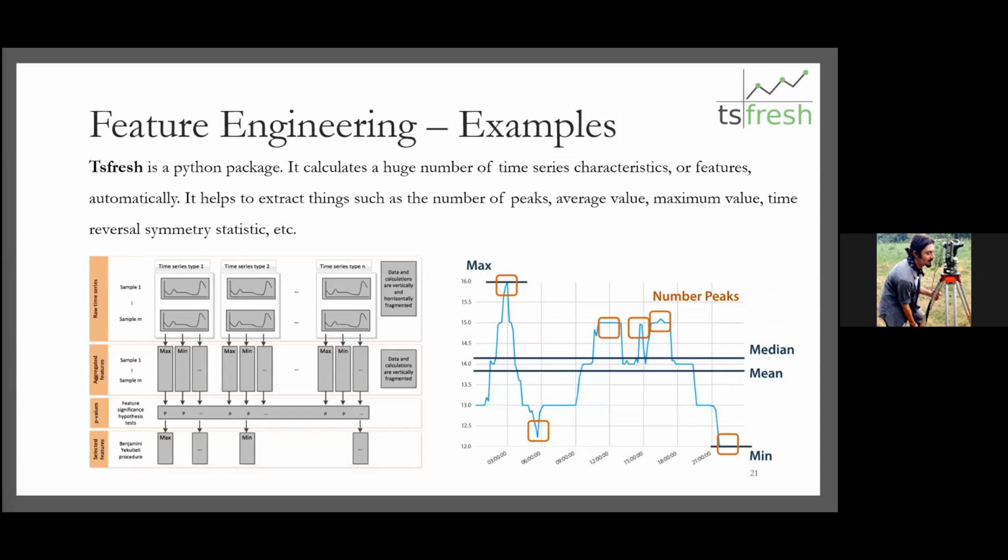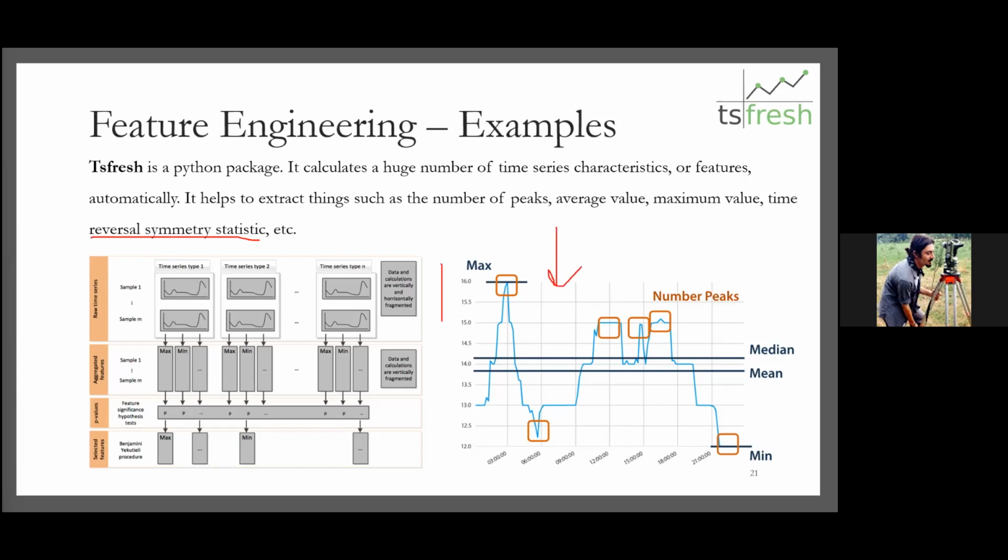And here I'm going to show you 3 different methods. There are much more complex imputation methods. The first one is tsfresh. It's a Python package that calculates a huge number of time series characteristics or features automatically. We can see the number of peaks, median, mode, mean, minimum values, maximum values, average values, or time reversal symmetry statistics. So this is the outcome of the tsfresh Python package.